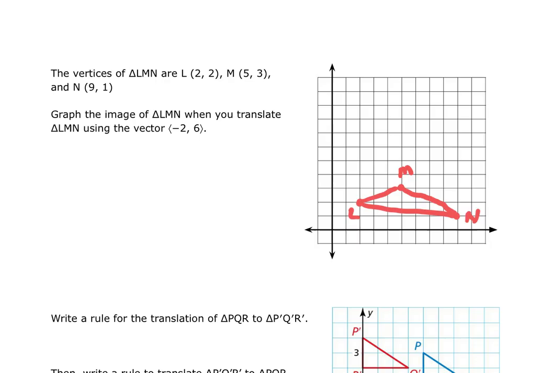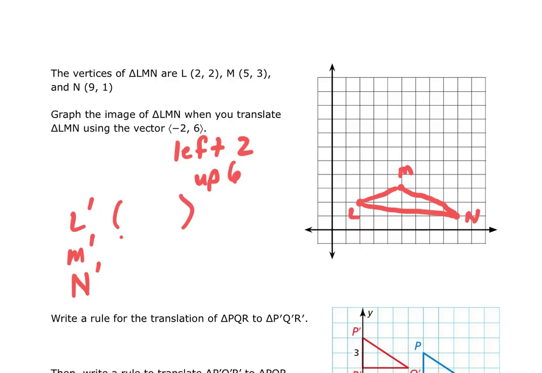I always think it's easiest to count. In this case here, the first number tells us how far left or right we're going to go. So in this case, since it's negative, we're going to go left 2, and we're going to go up 6. If they ever ask us for L prime, M prime, and N prime, and writing them as ordered pairs, that could be the thing that they might ask us to do.